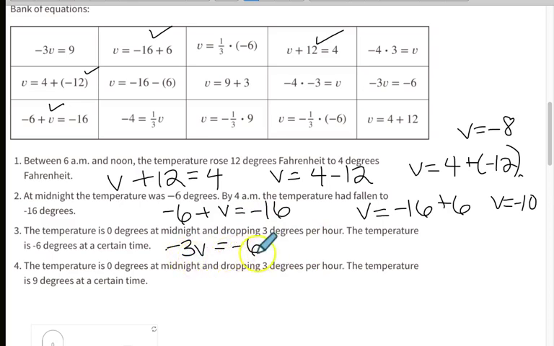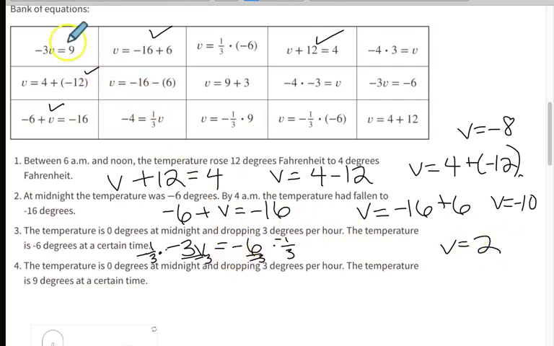So we could take both sides and divide by negative 3, or multiply by 1/3, because to get rid of this negative 3 in front, you can either divide by negative 3, or dividing by negative 3 is the same thing as multiplying by the reciprocal. So times 1/3. Either way, negative 6 divided by negative 3, V equals 2.